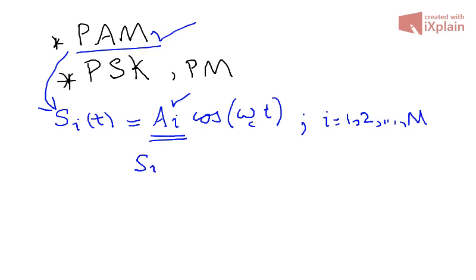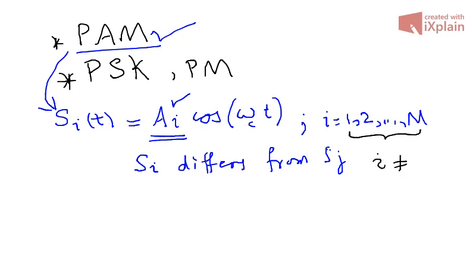So each S_i differs from S_j, where i and j are two of these numbers and i is not equal to j, right? Each S_i differs from S_j by the amplitude A_i in PAM symbols. So this is unique for each symbol S_i.